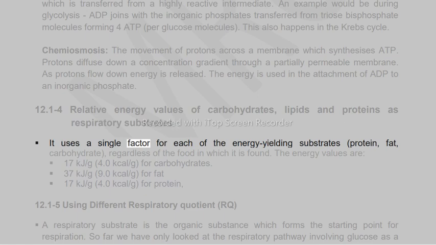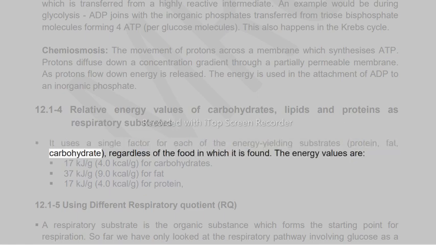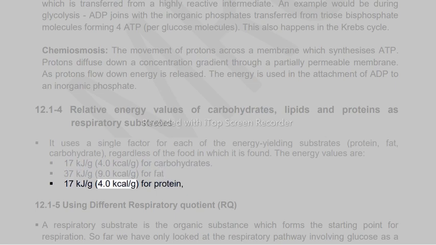A single factor is used for each of the rates, for carbohydrate, fat and protein, regardless of the food in which it is found. The energy values are 17 kJ/g, 4.0 kilocalories per g, for carbohydrates; 37 kJ/g, 9.0 kilocalories per g, for fat; and 17 kJ/g, 4.0 kilocalories per g, for protein.